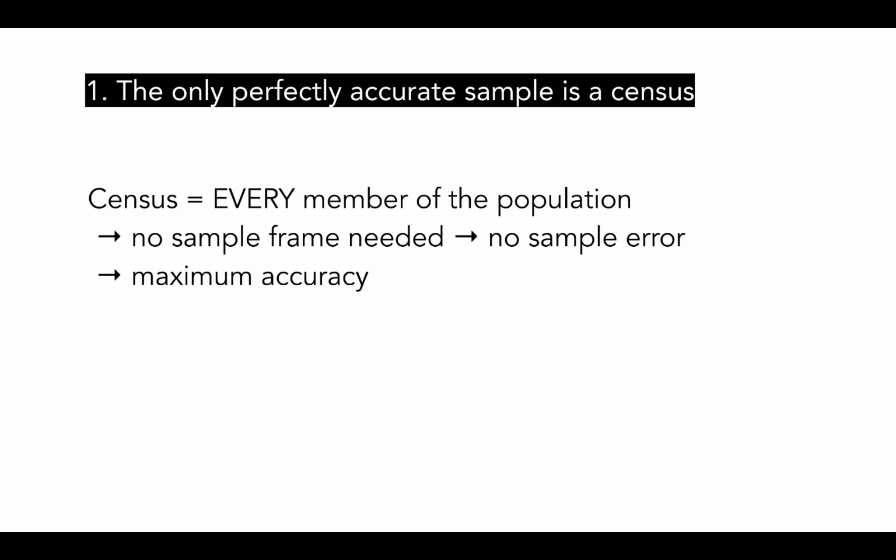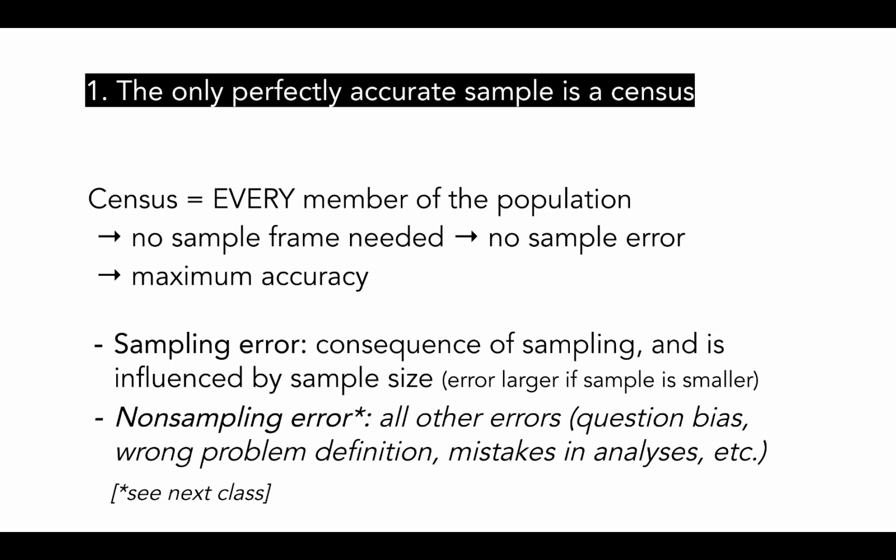So if there's no sample frame, there's no sample frame error, remember? And if there's no sample frame error, there's also no sample error. And if there's no sample error, that means we have maximum perfect accuracy. Now, this is only a theoretical idea. This is in reality just not feasible. In reality, we always have some sampling error because that's the consequence of sampling, remember? You always have sampling error because there's sampling and also because of the sample size, in the sense that if your sample is larger, you're going to have less sampling error. If your sample is smaller, you're going to have more sampling error.